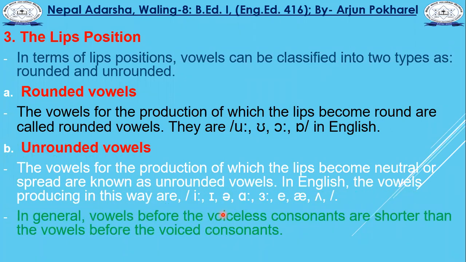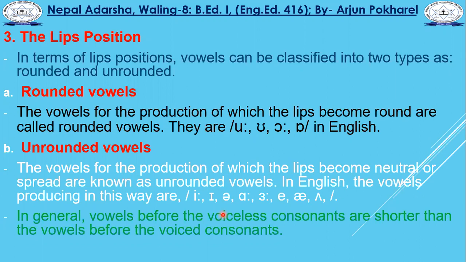The one thing here, in general, is that the vowel sounds that come before voiceless consonants are shorter than the vowels before voiced consonants. Consonants can be either voiceless or voiced. If the same vowel comes before voiceless consonants, it is shorter.